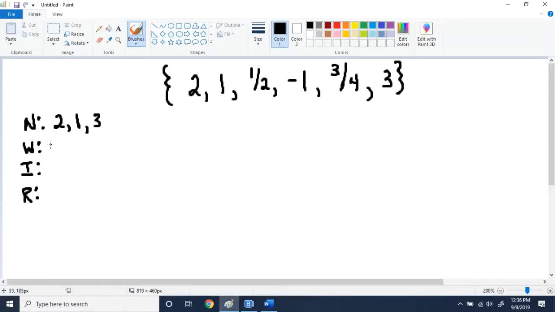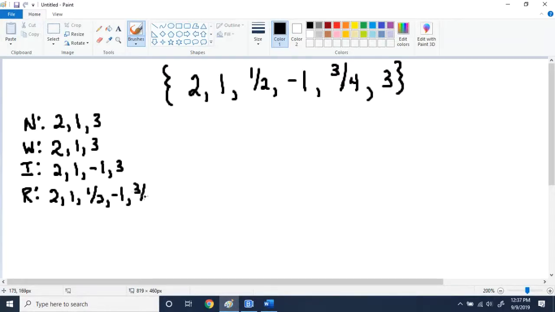Okay, for our whole numbers, it's going to be 2, 1, and 3 as well. Our integers will be 2, 1, negative 1, and 3. And our rational numbers will be 2, 1, our fraction 1/2, negative 1, fraction 3/4, and 3.